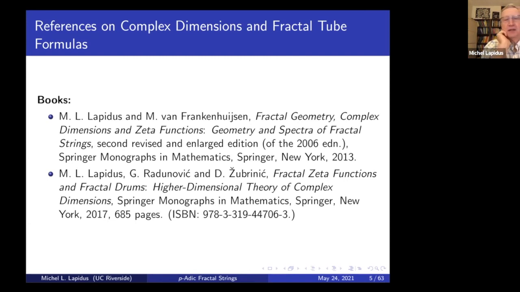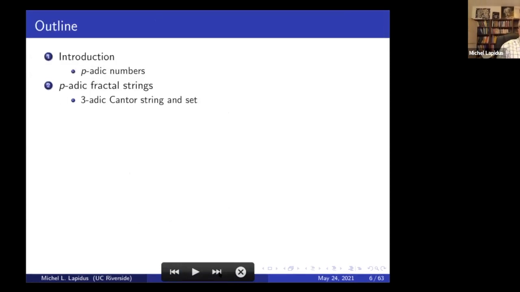But the higher dimensional theory of complex dimension has been developed fully in a series of 10 papers with these two co-authors, Goran Radunovic and Darko Zubrinic, and in a book called Fractal Zeta Functions and Fractal Drums: Higher Dimensional Theory of Complex Dimensions, which appeared also in Springer Monographs in Mathematics with Springer in 2017. It's about 700 pages long. Okay. So, all right, this is for the background. Now, for the references.